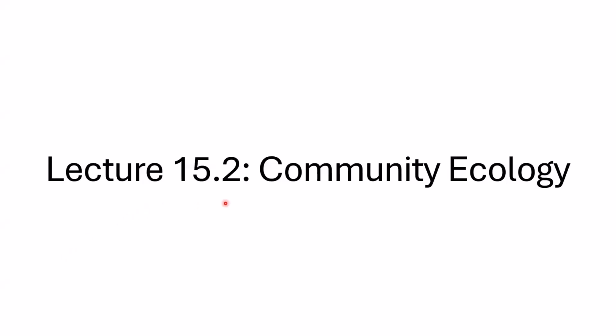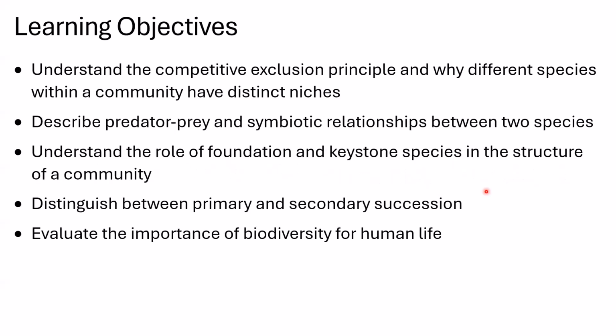Welcome to Lecture 15.2, in which we will go over community ecology. Our learning objectives for this video are to understand the competitive exclusion principle and why different species within a community have distinct niches, describe predator-prey and symbiotic relationships between two species, understand the role of foundation and keystone species in the structure of a community, distinguish between primary and secondary succession, and evaluate the importance of biodiversity for human life.